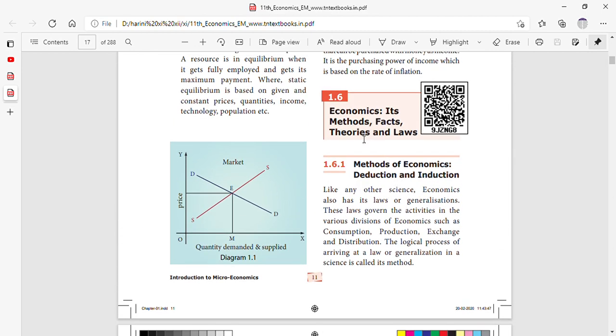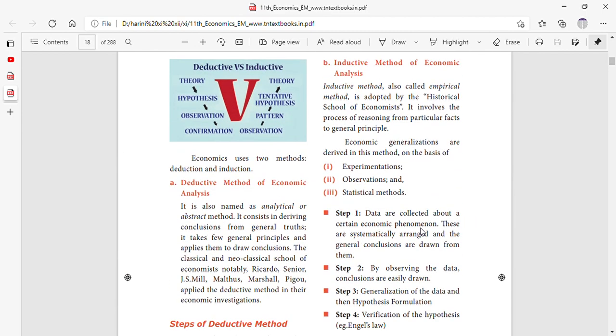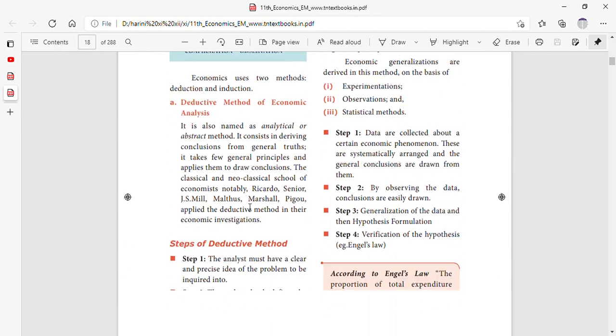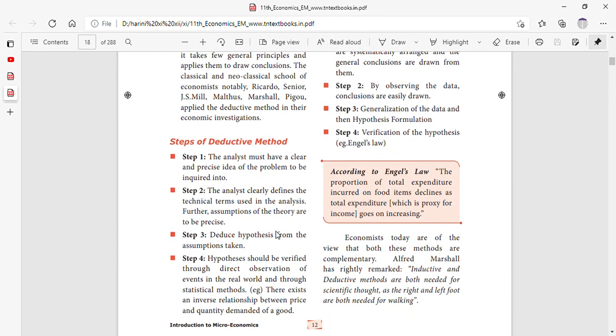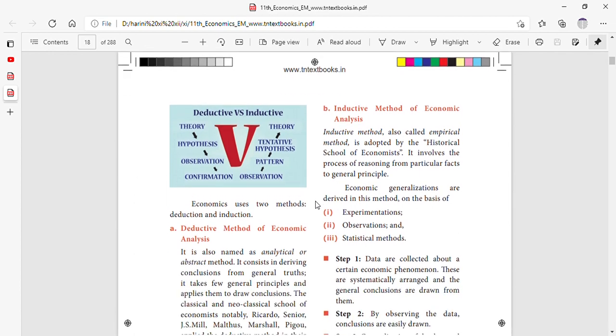So in methods of economics, two methods are there: deduction and induction. So what is this deductive method? The deductive method is like a detective, an investigator, gradually searching, going from the general step by step. Okay, so see, analysis makes a precise idea. He is having the technical terms. He is deducing the hypothesis. He is having an assumption, and after that he goes for the statistical methods to be used. It is called deductive method.